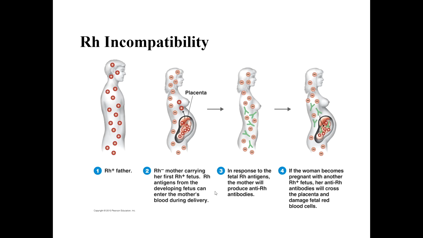It's only during delivery when that placenta breaks away from the mother, a little bit of baby's blood enters mom's blood. That's the only time the blood mixes. And when that happens, that sensitizes her to these positives, and so she builds up these antibodies. And so as you see here, these little green Ys are representing antibodies which stick around, and if she gets pregnant again with another positive baby, these particular antibodies are small enough to cross the placenta.